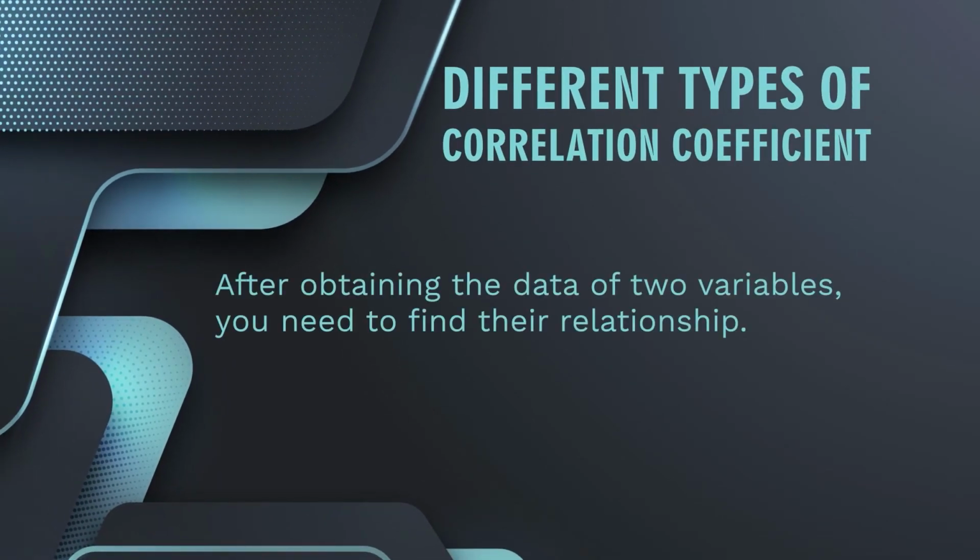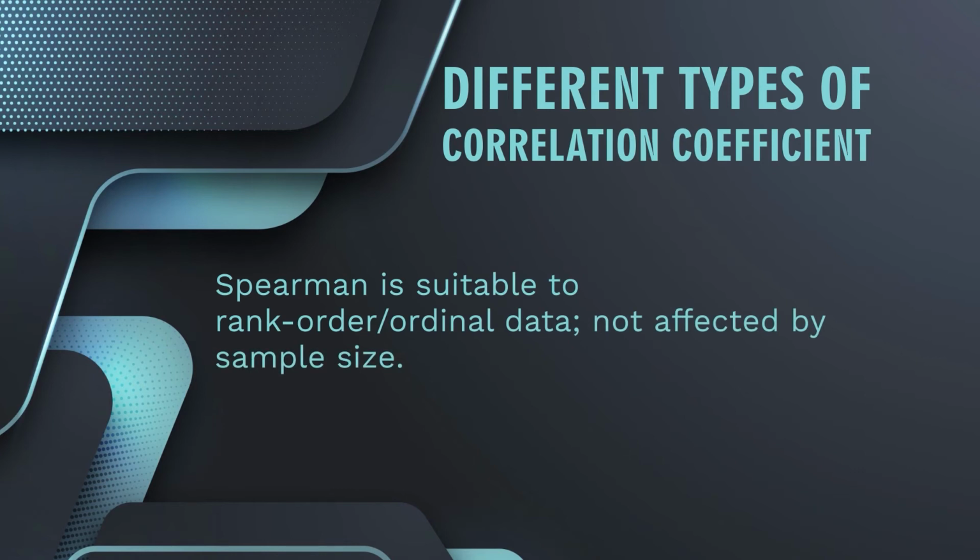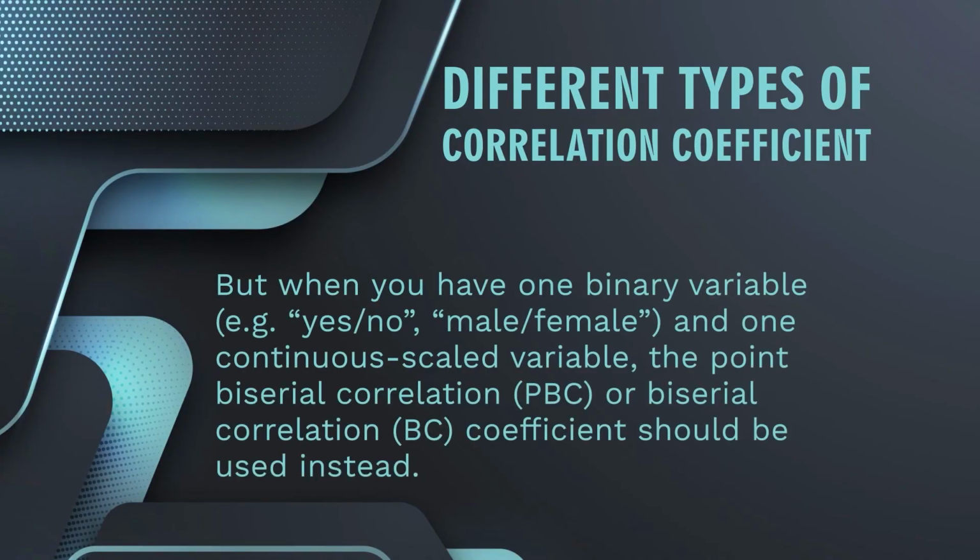After obtaining the data of two variables, you need to find the relationship, and it can be either Pearson, which is denoted by small r and is applicable to measure the association between two continuous scaled variables, or Spearman, which is suitable for rank order, ordinal rank, and is not affected by sample size. These are the different types of correlation coefficient. But when you have one binary variable, that is yes or no or male or female, and one continuous scale variable, the point biserial correlation, that is PBC, or the biserial correlation, that is BC, coefficient should be used instead.